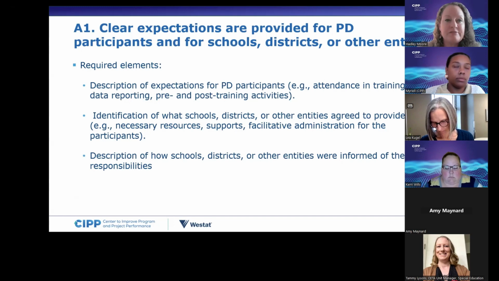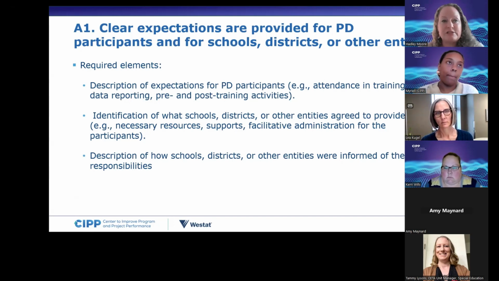And so the first one here is A1, and this is clear expectations are provided for PD participants and for schools, districts, or other entities. And the specific element that comes up as a challenge is the first bullet there. So description of expectations for PD participants.